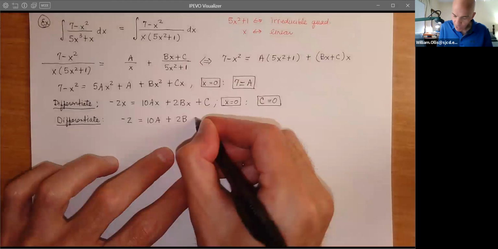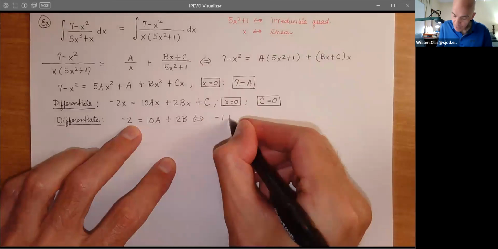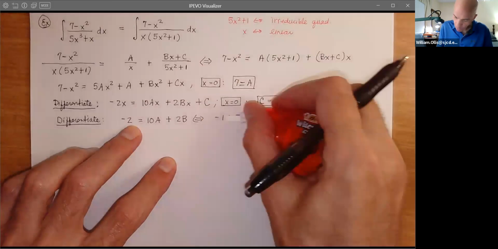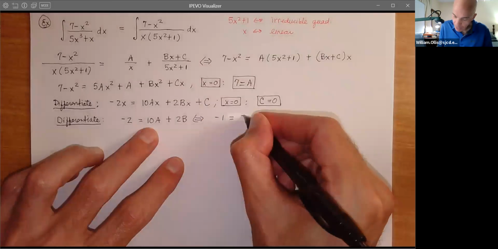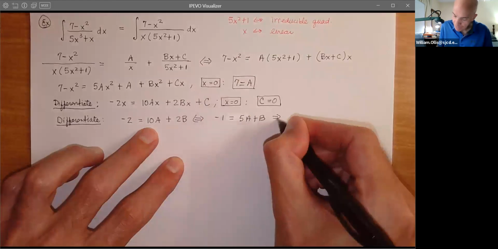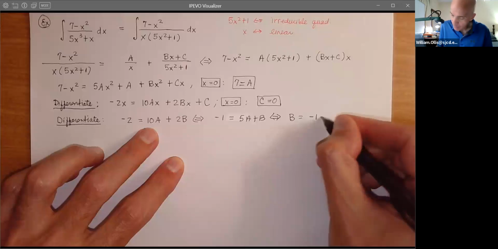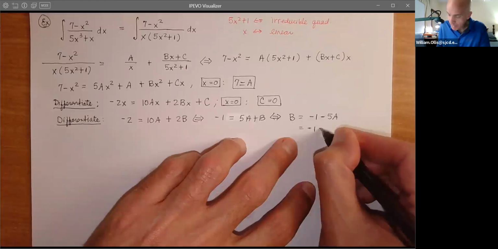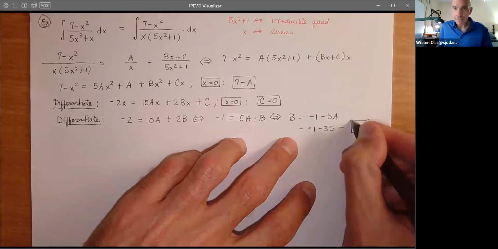First, we got extra stuff, so divide by 2. So I got a negative 1 plus 5. Oh, sorry. Always follow the symbols. Divide by 2, negative 1 equals 5a plus b. And now solve for b. b equals negative 1 minus 5a. But a is 7, so we get negative 1 minus 35 equals negative 36. That's b.